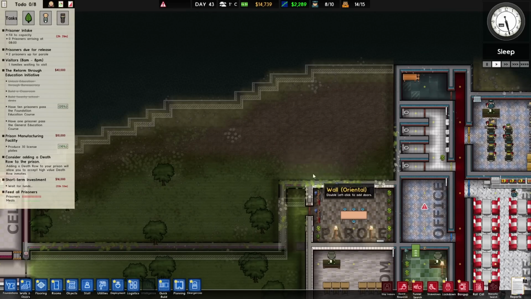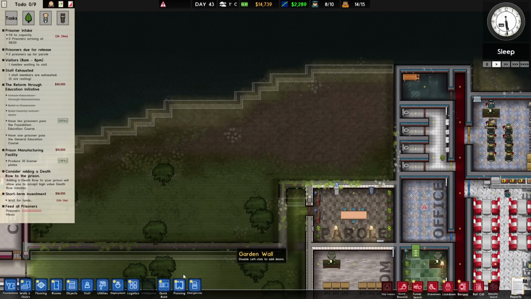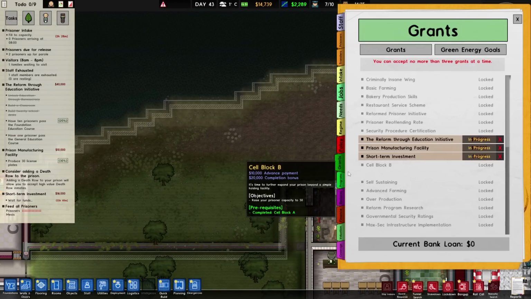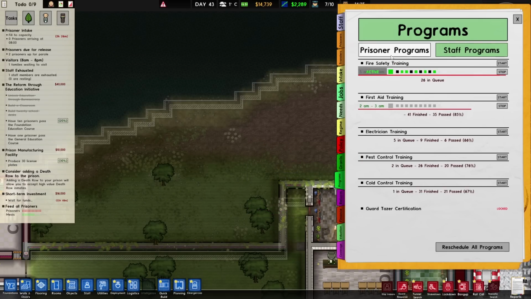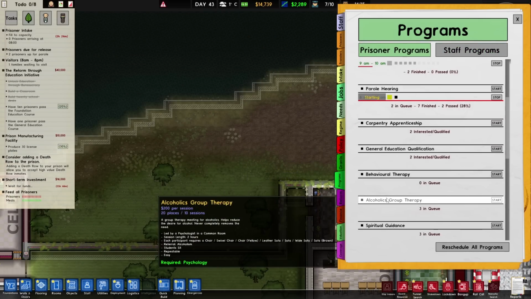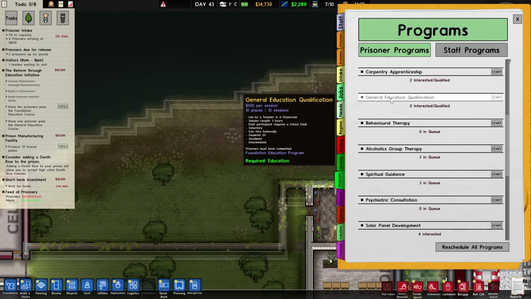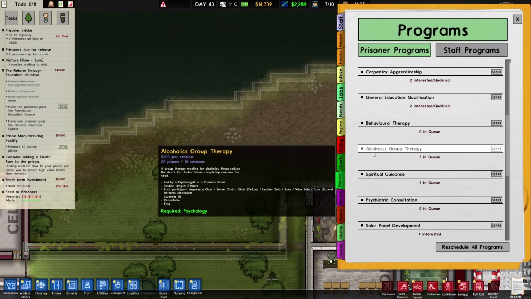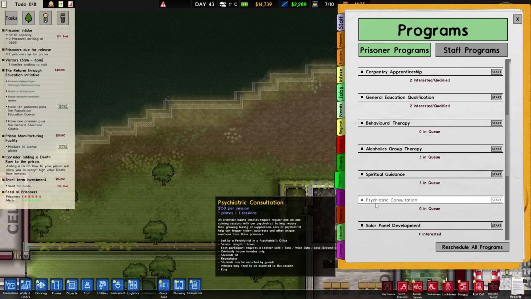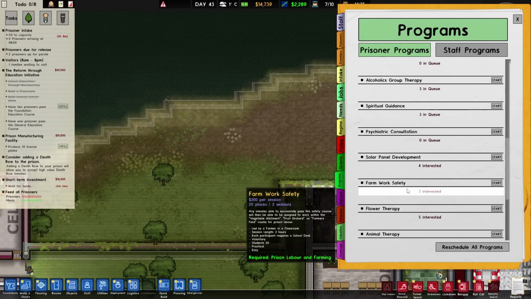Because we do want to get the psychologist and the psychiatrist in so we can start running their program thingamajigs. Where are they? Prisoner programs. Yeah, these things down here. We want to do that as well. The general education qualification, we want to get that done. 500 per session. It's very expensive. Money is looking a little bit tight. But yes, we could do things like the alcoholic group therapy and all that kind of stuff. Psychiatric consultations, all those things we could do.